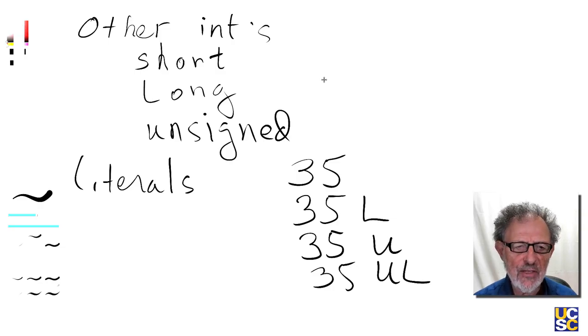Now, for each of these types, there's a way to present a constant. And I'm just showing you here, here's 35, that's an ordinary int. Here's 35 long, and it also can be a lowercase l. This is 35 unsigned, which can also be a lowercase u or an uppercase u, and this is 35 unsigned long. So you should have all of these available on your machine.